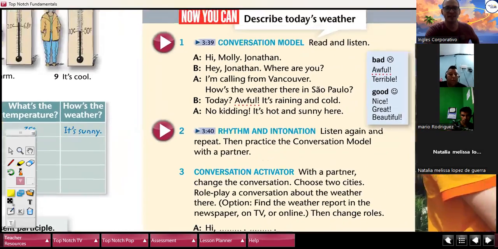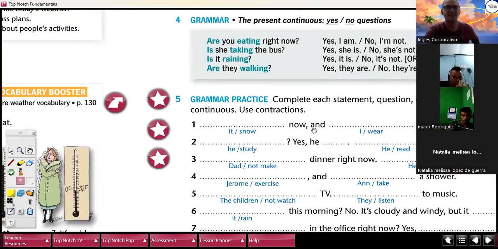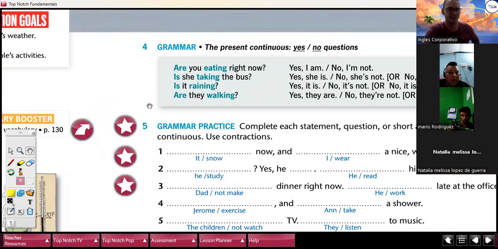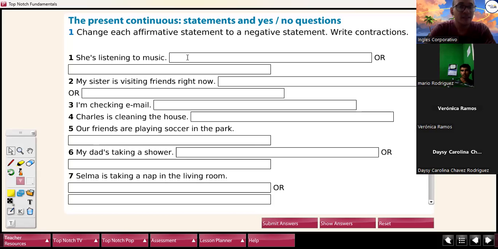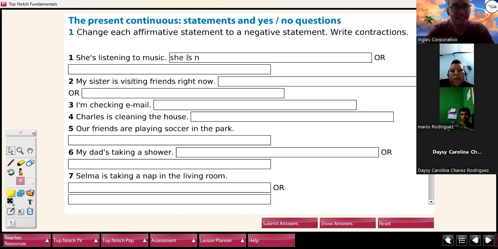And let me continue with this. Over here, we have exercise. So we are going to practice over here. So let's start. Let me see the situation. Okay, now she's listening to music, or what is the negative? She's not listening to music.